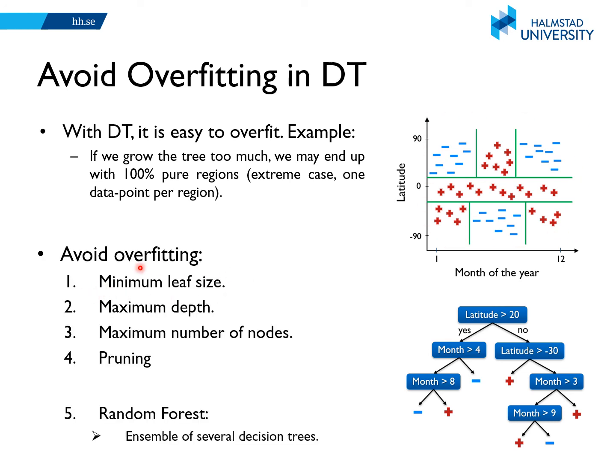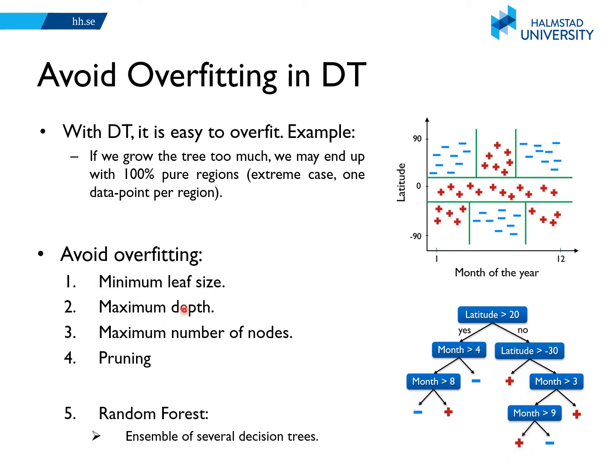One way to avoid overfitting is to define a minimum leaf size. So this will be a hyperparameter. For example, you can say that when the node reaches 5 data points, then we stop. We don't split it anymore. Another way to do this is to define a maximum depth of the tree. So for example, you can say that your tree should not be deeper than 5.